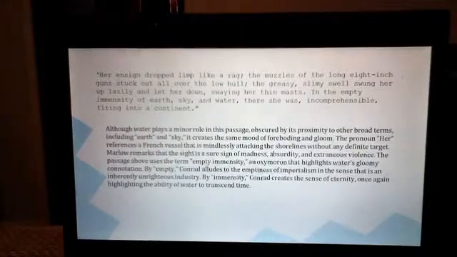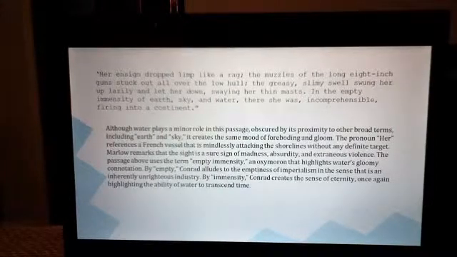So it states, her ensign dropped limp like a rag. The muzzles of the long 8-inch guns stuck out all over the low hull. The greasy, slimy swell swung her up lazily and let her down, swaying her thin masts. In the empty immensity of earth, sky, and water, there she was, incomprehensible, firing into a continent.